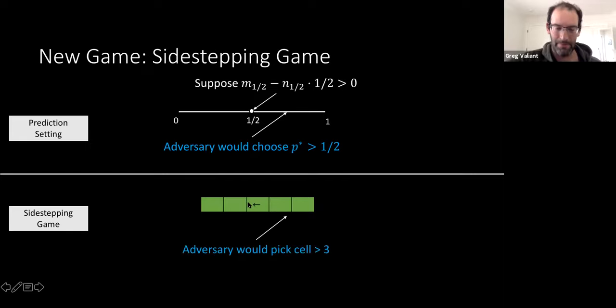Okay. And as the adversary then, if this is the setting, we want to pick a cell on the right half so that this arrow remains, so that our large calibration error corresponding to 0.5 doesn't get eroded.